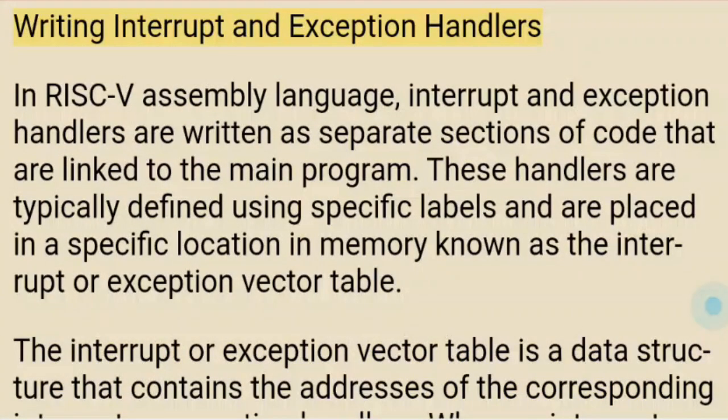Writing interrupt and exception handlers. In RISC-V assembly language, interrupt and exception handlers are written as separate sections of code that are linked to the main program. These handlers are typically defined using specific labels and are placed in a specific location in memory known as the interrupt or exception vector table.